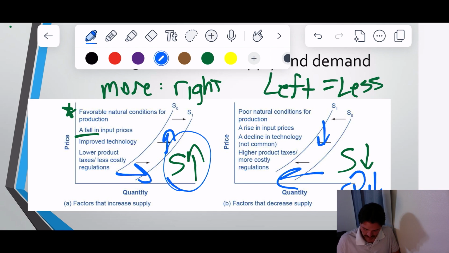So the next thing we'll talk about is the difference between a movement and a shift.